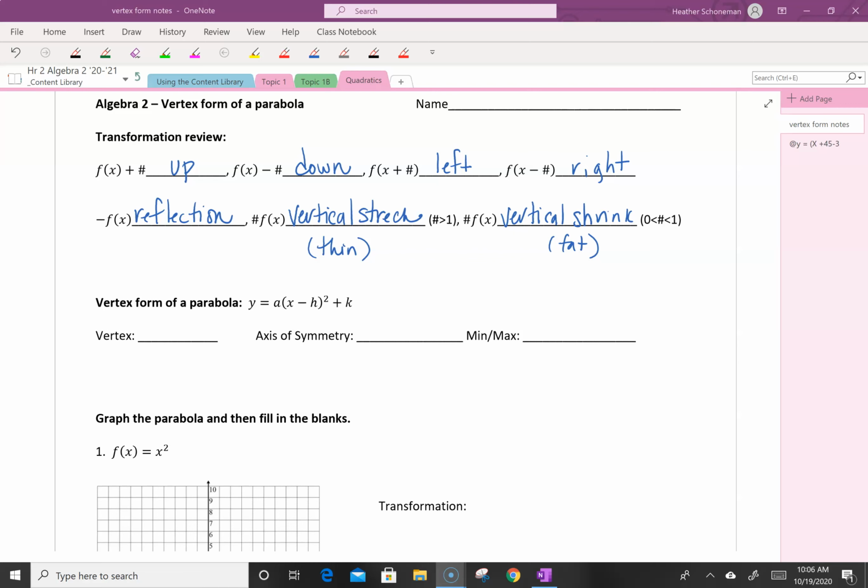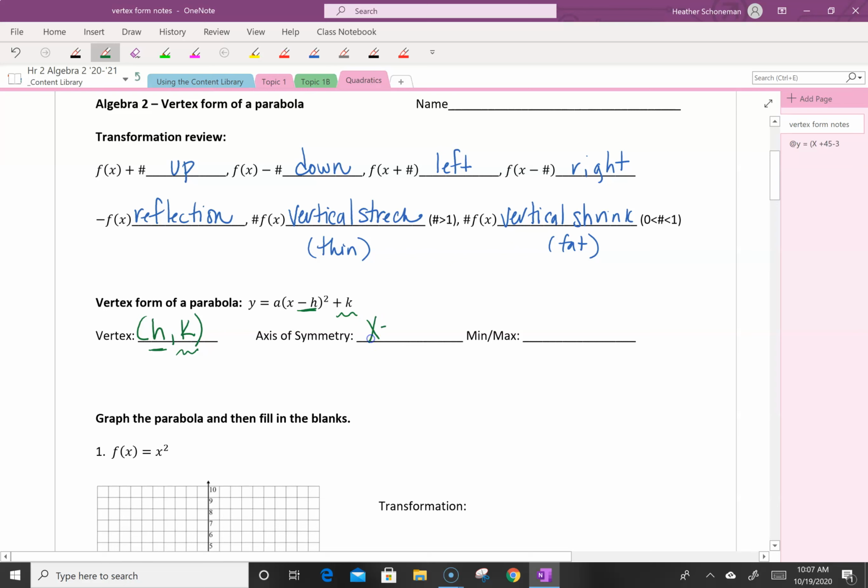Okay, so the vertex form of a parabola is y equals a times x minus h squared plus k. In this equation, the vertex can be found by looking at the point (h, k). Now notice this says minus h and this is plus h, so the h is the opposite, but k is going to match exactly. The axis of symmetry is the vertical line that, if you fold the graph in half, everything is going to match up.